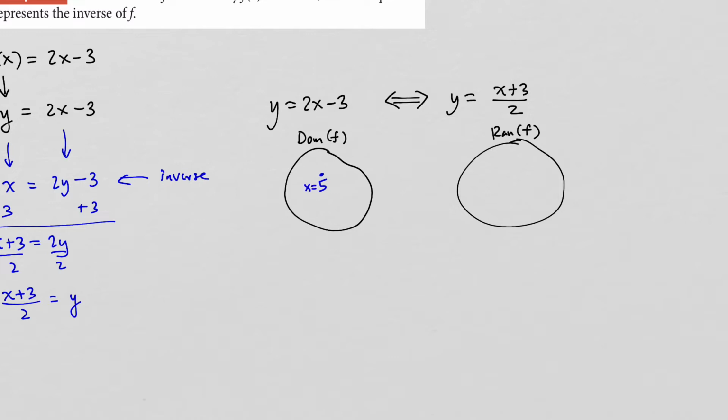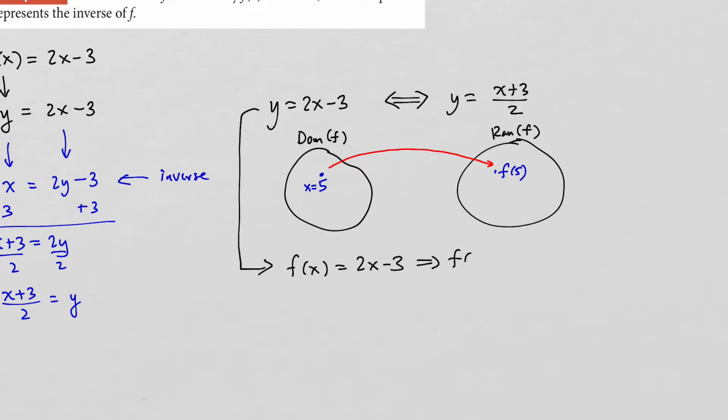The function will take that value of x and it will assign it to a value that we're going to call f of 5. And to get f of 5, we can simply plug the value into the original function. So the original function was f of x equals 2x minus 3. This means that f of 5 is 2 times 5 minus 3, and this value is 7. So a short way to represent this would be that the function f takes the value 5 and assigns it to the value f of 5, which we now know is 7.